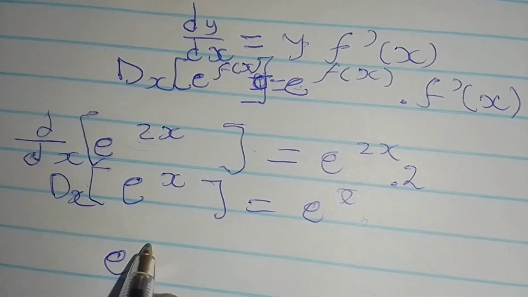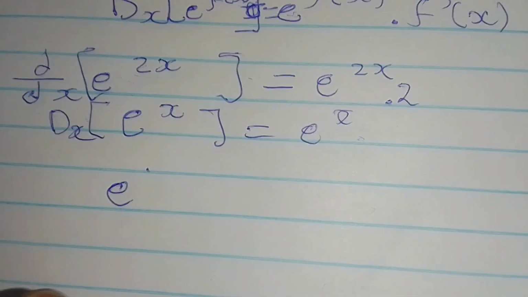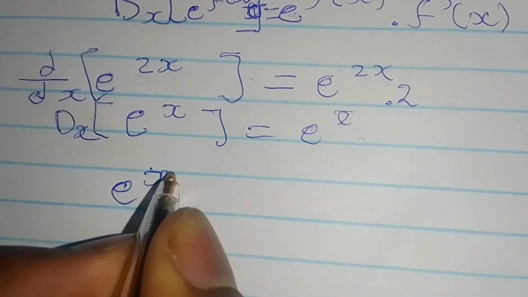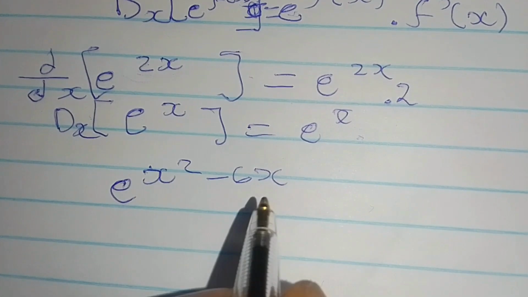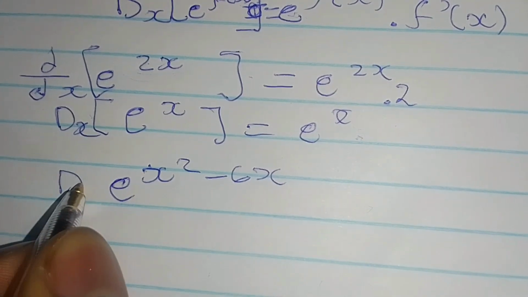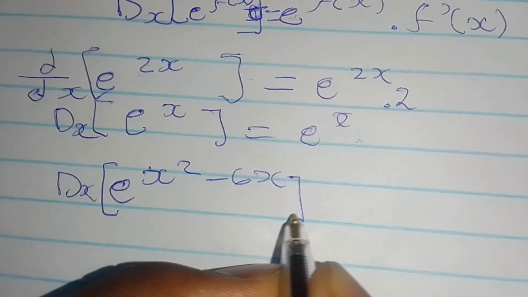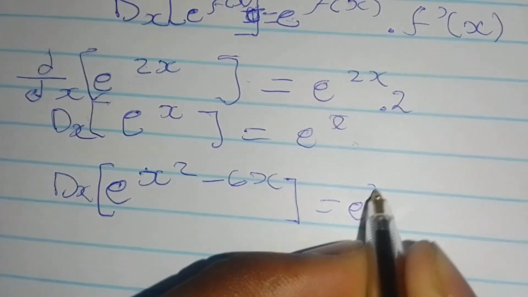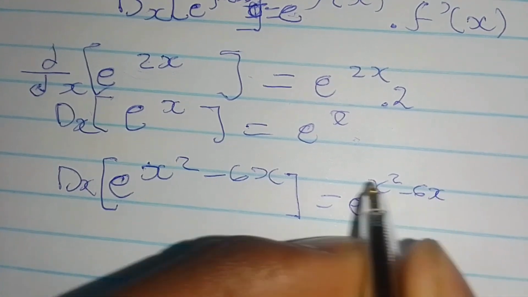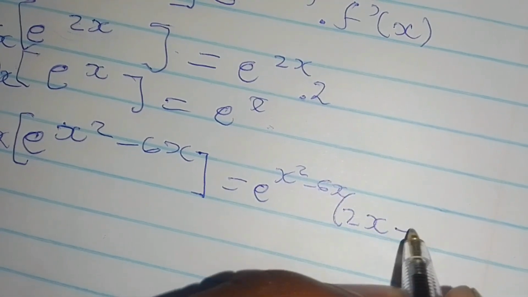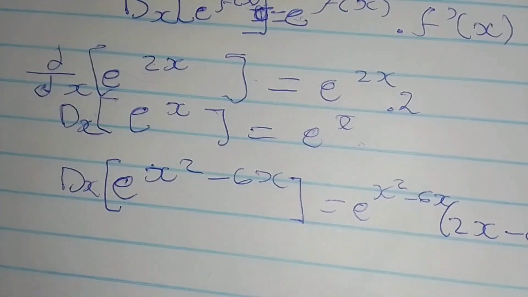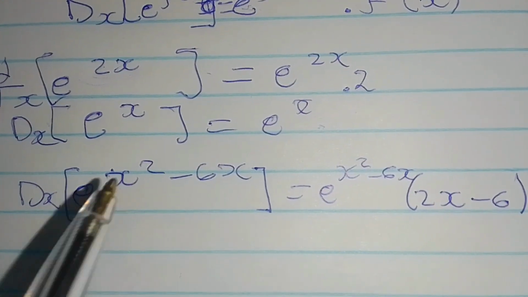If I have e to the power x squared minus 6x, I know that I can just find d/dx of that. Then you can just say it's e to the power x squared minus 6x multiplied by the derivative of x squared minus 6x, which is just going to be 2x minus 6. So that's how you can work out these problems, only if it's e.